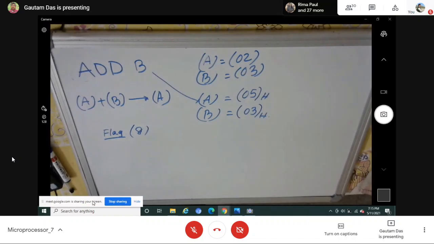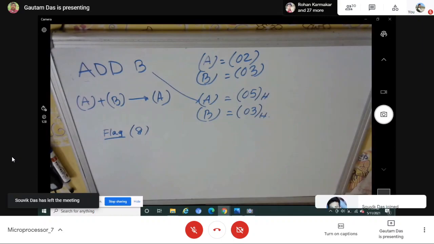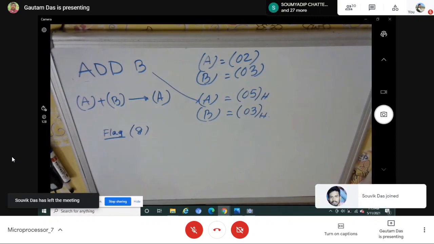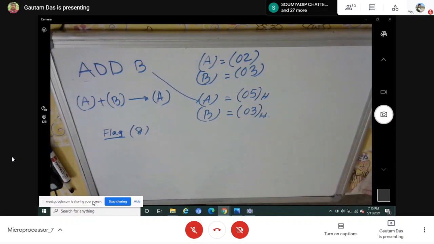And there I mentioned that you cannot change the content of the flag register. That means you cannot store anything in the flag register. The content of flag will be changed automatically. The zero flag value will be either 1 or 0. How it will be changed, I have discussed. But it will be changed only after performing an arithmetic or logical operation. After that, depending on whatever result is produced in the accumulator, the flag value will be changed.